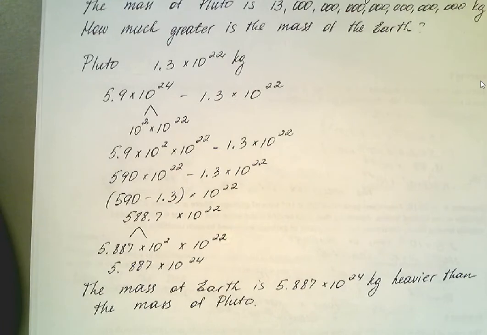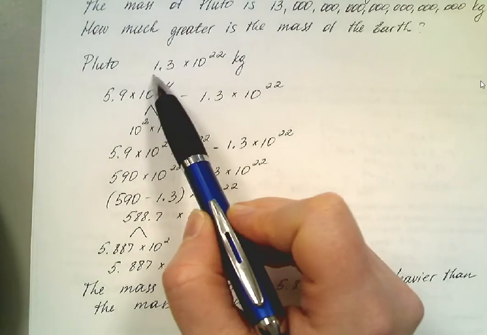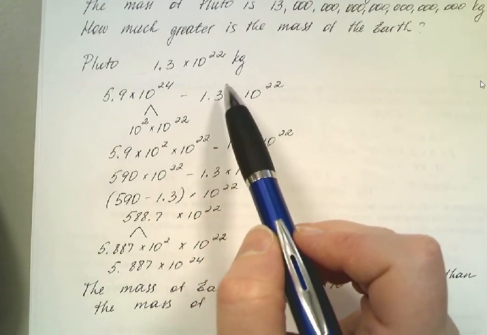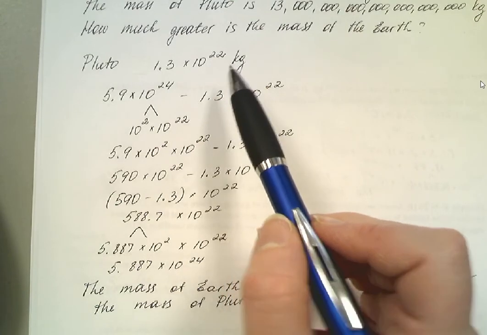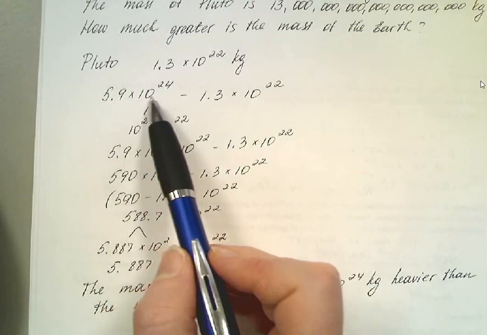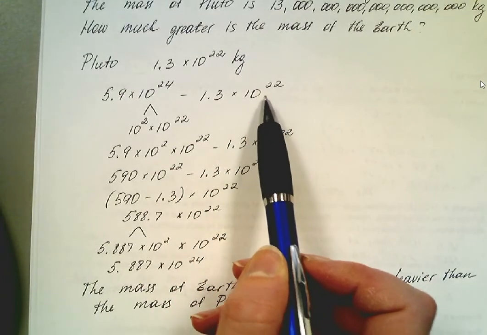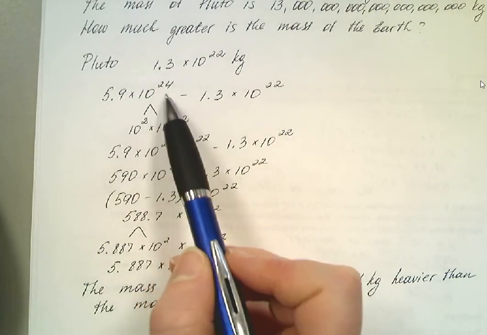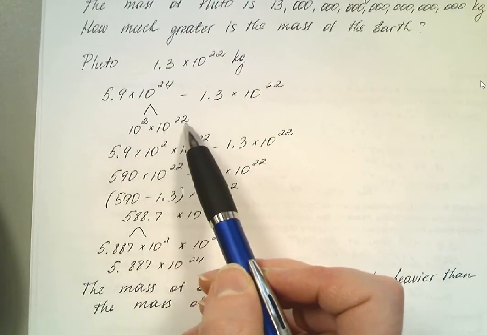Okay, so here we go. I rewrote this big number into scientific notation, and that is 1.3 times 10 to the 22nd kilograms. Because we are comparing the two masses, we are just subtracting one from the other. We are subtracting the mass of Pluto from the mass of Earth. 5.9 times 10 to the 24th minus 1.3 times 10 to the 22nd. Notice the magnitude of the two numbers is different. We need to make sure that it has the same magnitude. So we're changing 10 to the 24th into 10 to the 2nd times 10 to the 22nd.